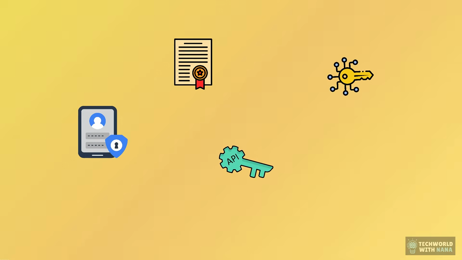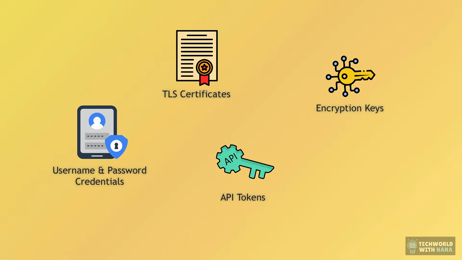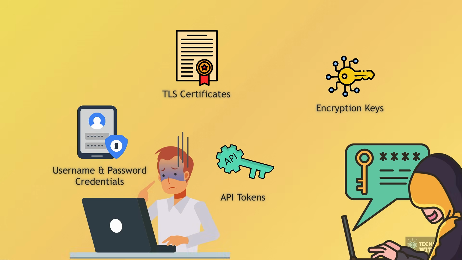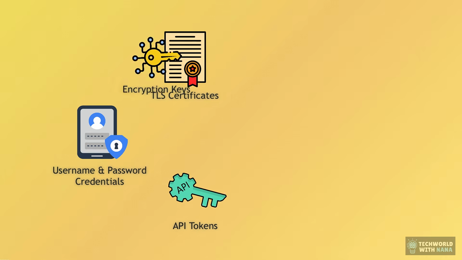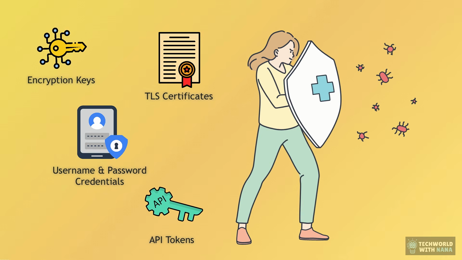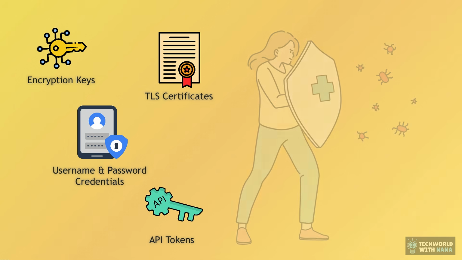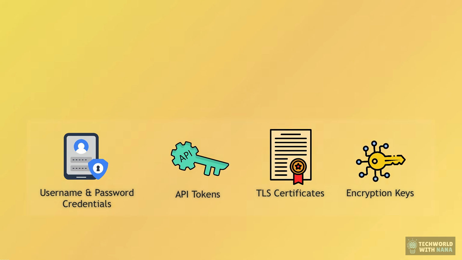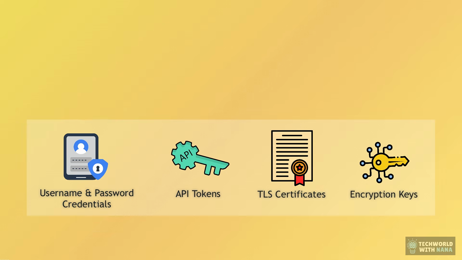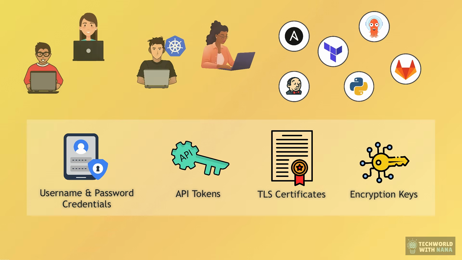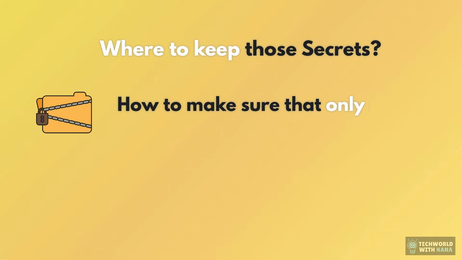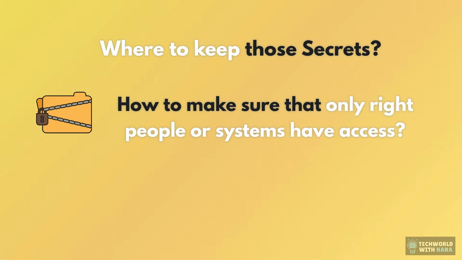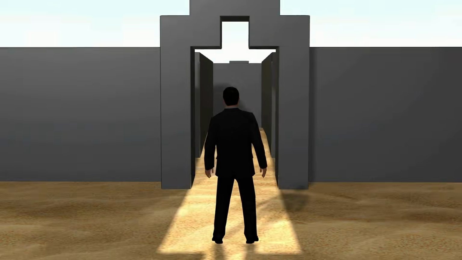So all this sensitive data that we would absolutely not want anyone with evil plans to get hold of are secrets that we need to protect access to. So as you see, we have sensitive data and access credentials for so many systems and services that other services or human users need to use. Now the question is, where do we keep those secrets? And how do we make sure only the right people or systems have access to them? Well, that's exactly where the challenge begins.